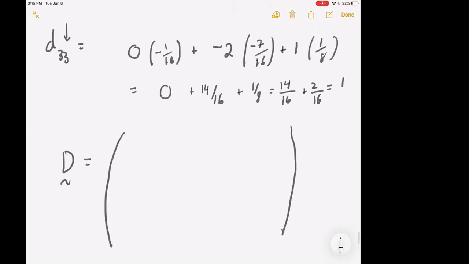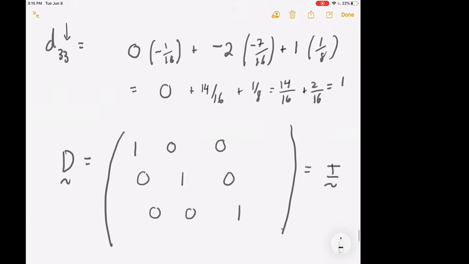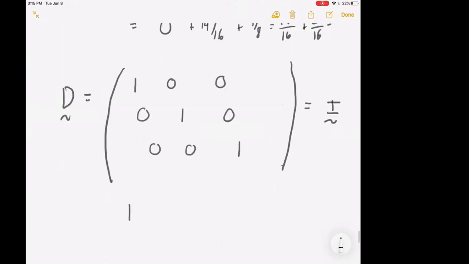So if you take all this information, you take these 9 matrix elements, you can now reconstitute or build back D. It has 3 rows: 1, 0, 0, 0, 1, 0, 0, 0, 1. Lo and behold, this is the identity matrix of order 3. And we have shown here that if you take A and multiply it by its inverse, you will get the identity matrix.